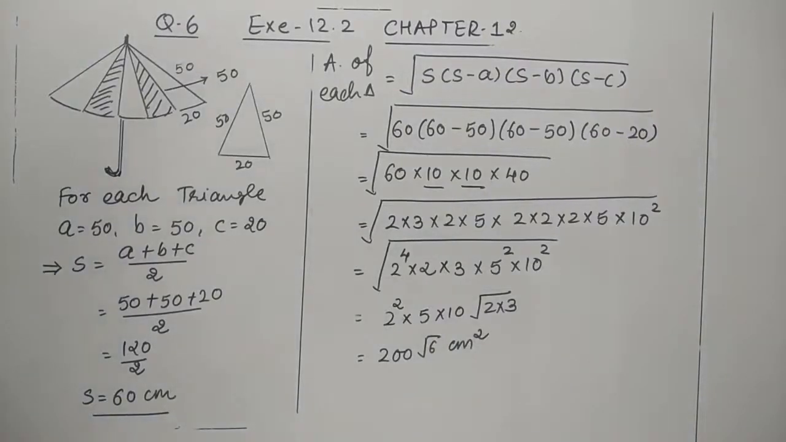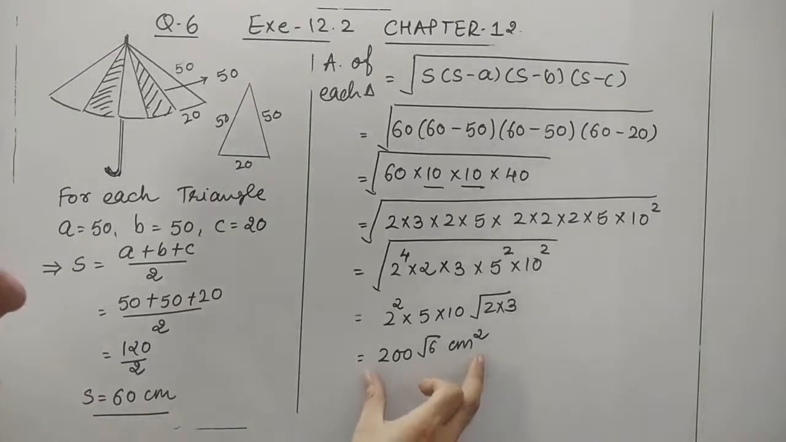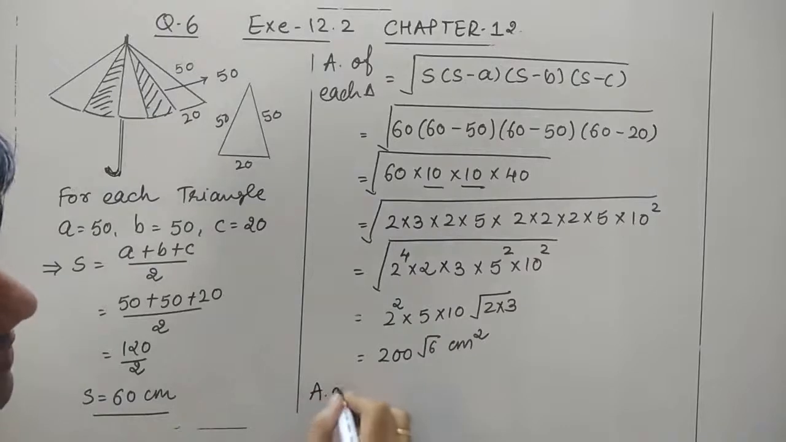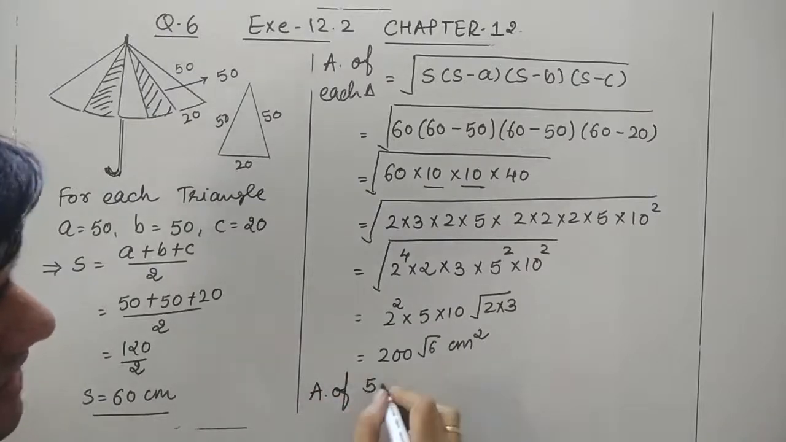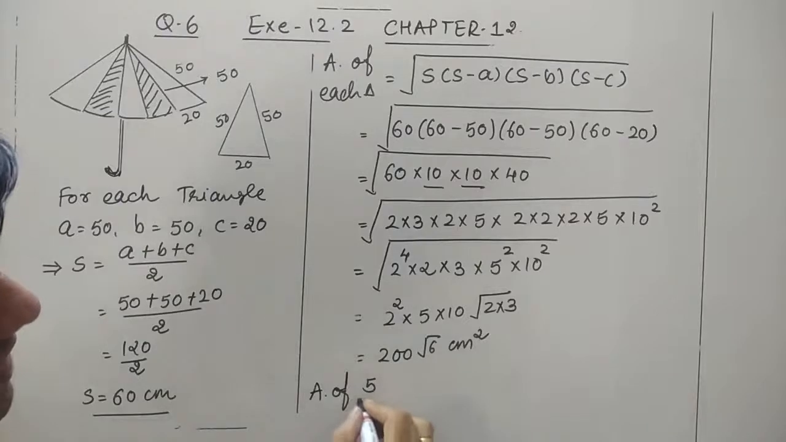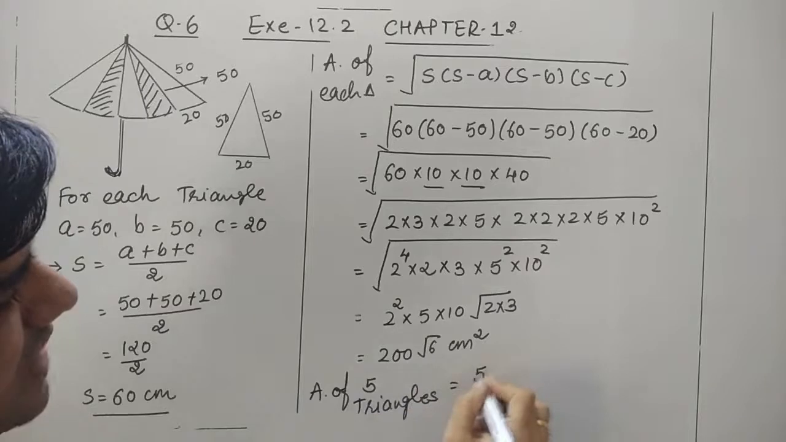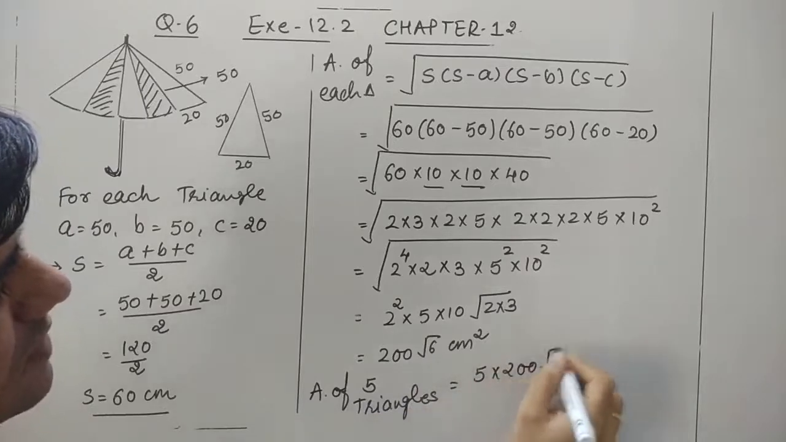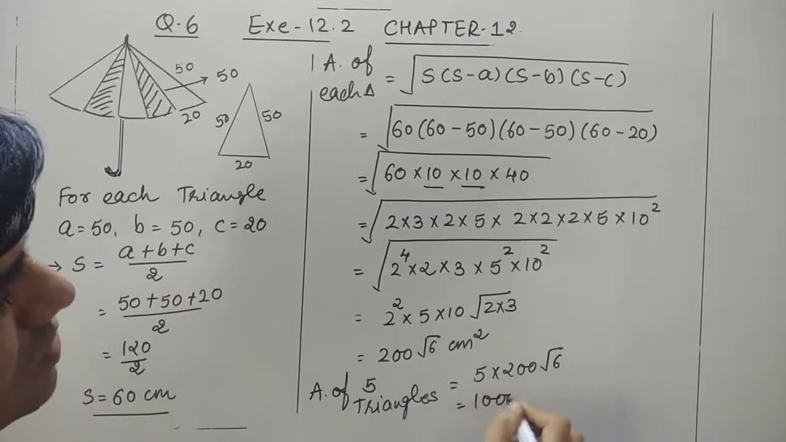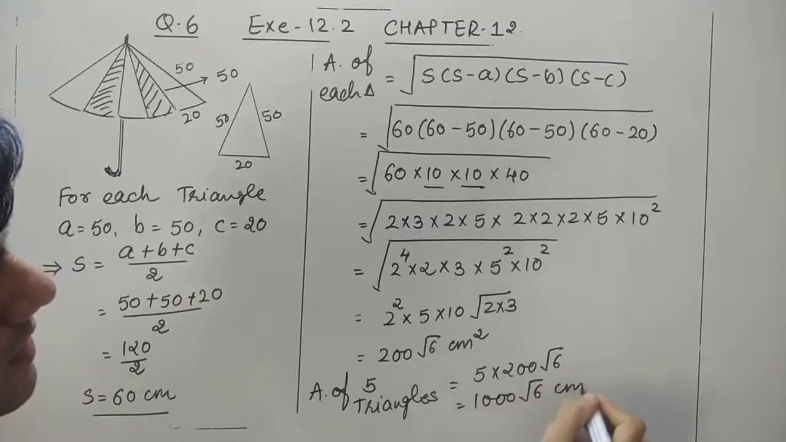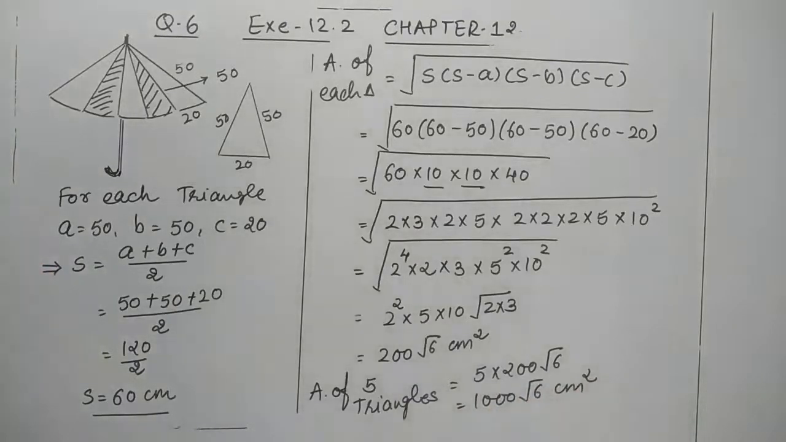As we have to find in the question the area of each color, this is the area of one triangle, so we have to multiply by 5. So the area of 5 triangles of the same color is 5 into the area of each, that is 1000 root 6 centimeters squared. That means the area of each color will be 1000 root 6 centimeters squared.